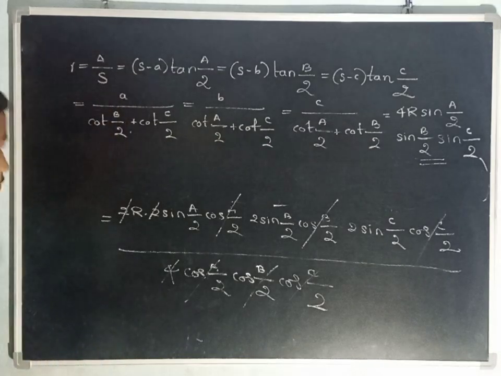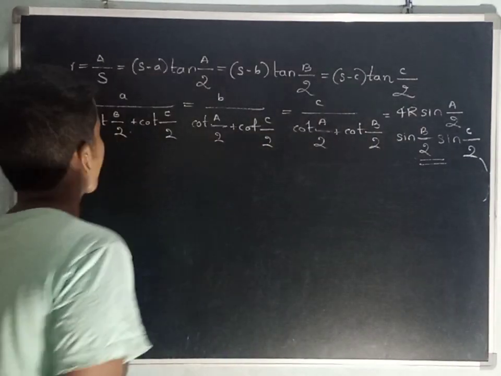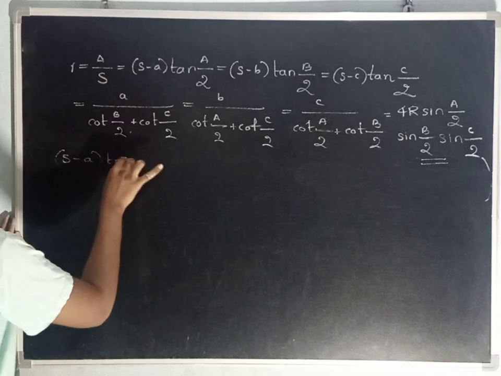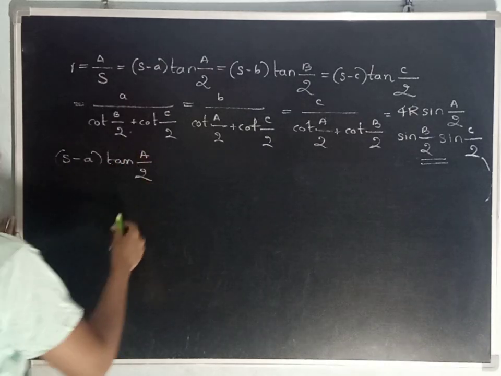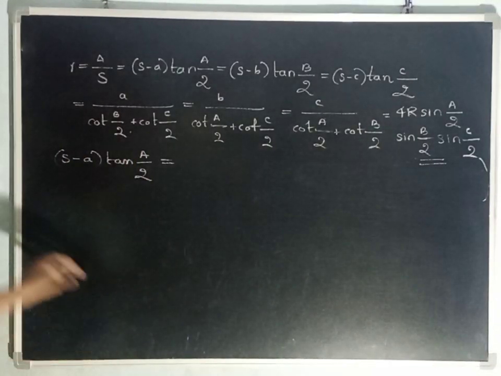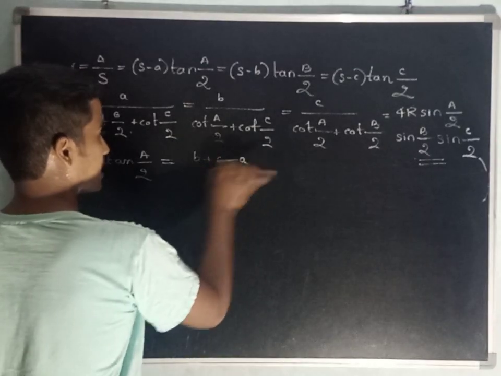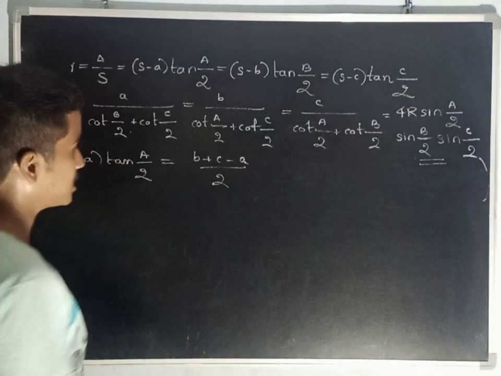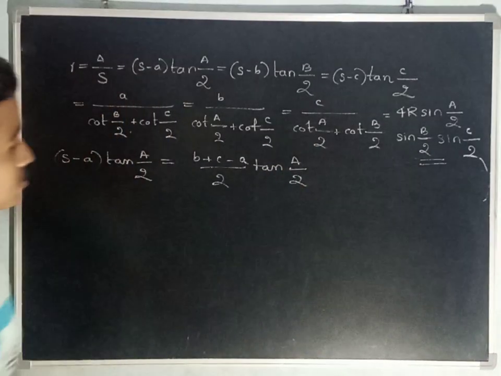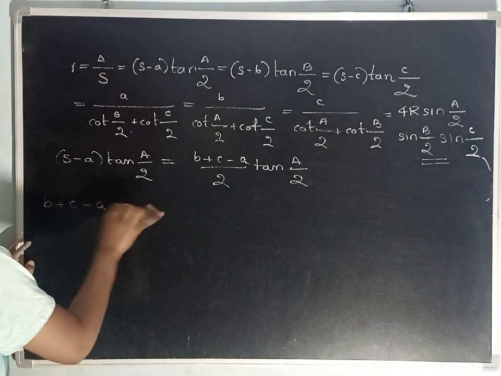Okay? Let me take one of it. S minus A into tan A by 2. S minus A is nothing but B plus C minus A by 2, into tan A by 2. Okay? Let me substitute B plus C and simplify.